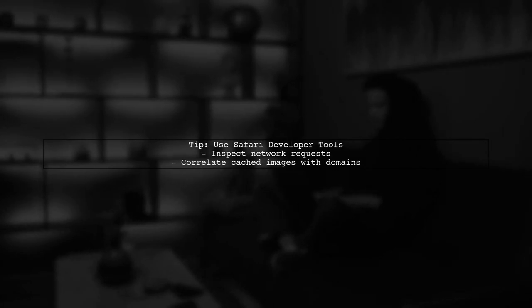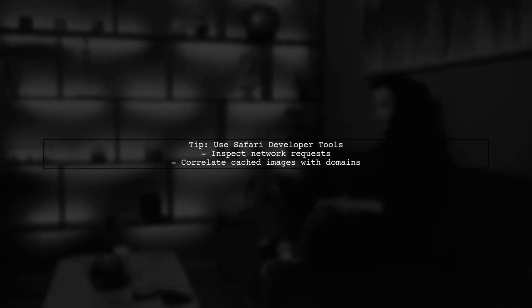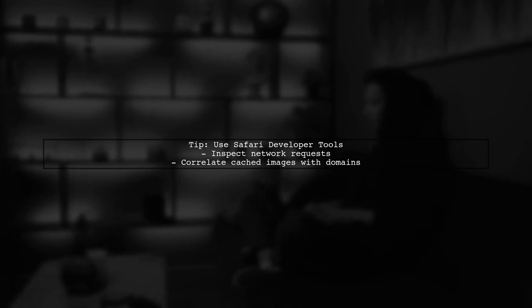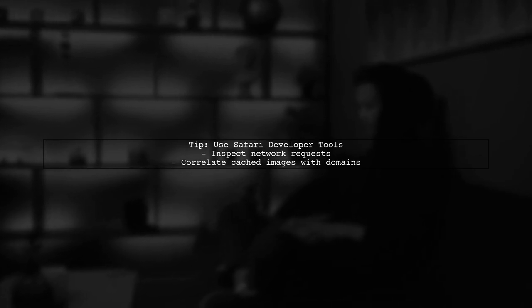To differentiate images by domain, you can try using the Safari developer tools to inspect network requests. This may help you correlate cached images with their respective domains. Unfortunately, if the cache structure does not provide a direct way to link images to domains, you may need to consider alternative methods, such as maintaining a mapping of URLs to cached images in your app.